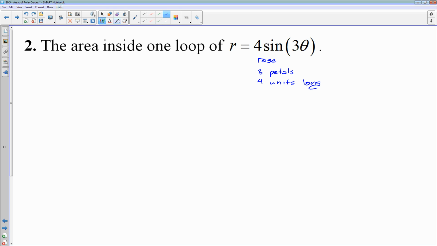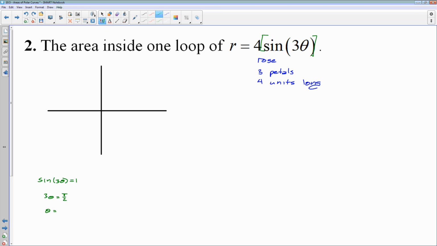So I'm going to sketch this graph, and I only need to know one petal. Now, what I like to do is find out when my petal is going to be its longest. I know the petal is going to be its longest when sine 3 theta is its largest. So if I could find out when sine of 3 theta is equal to 1, because that's the largest sine of anything can be, that happens when your angle is pi over 2.